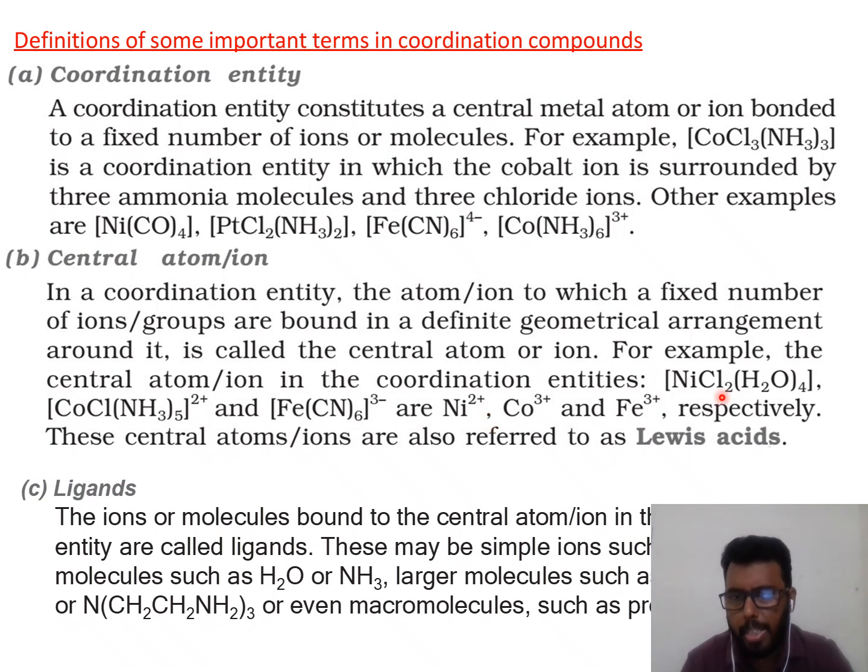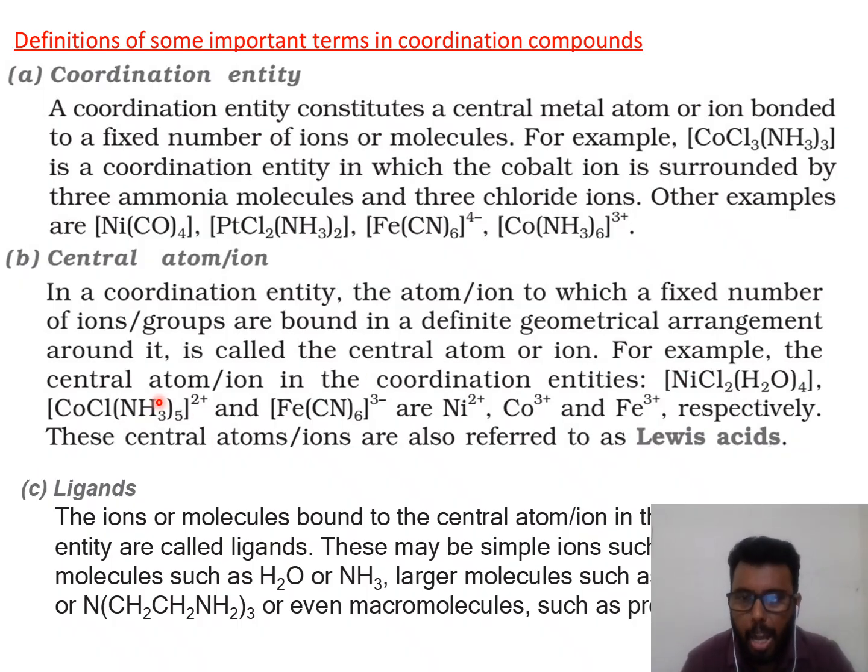For example, let's take the tetraaquadichloronickelate complex. In this one, the nickel will be present in the middle, and the two chloride ions will be present surrounding the nickel, and also the water will be present surrounding the nickel. So these 6 groups are ligands, and nickel is the central metal ion.